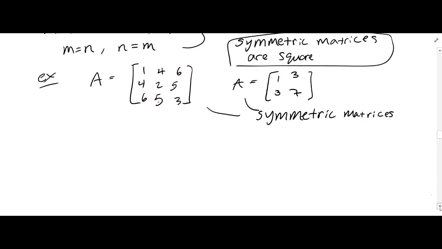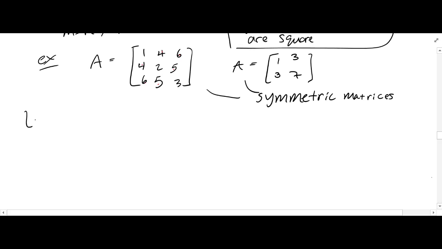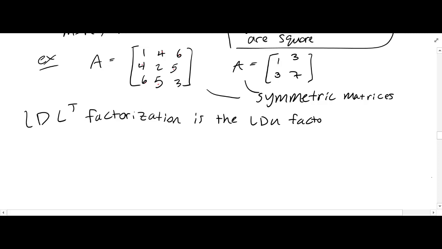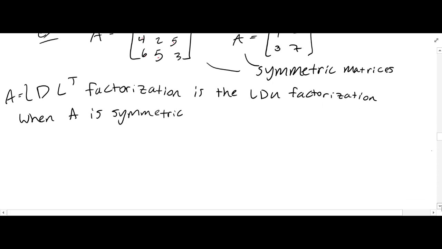So the final factorization, the LDL transpose factorization, is just the LDU factorization, but for a symmetric matrix. Let's say A equals LDU; the LDL transpose factorization is the LDU factorization when A is symmetric. So it's a special factorization we do for symmetric matrices. So why does the LDU factorization become the LDL transpose factorization?